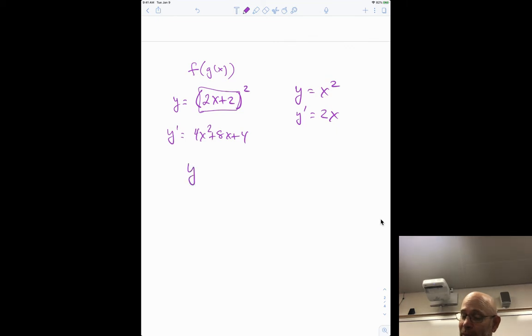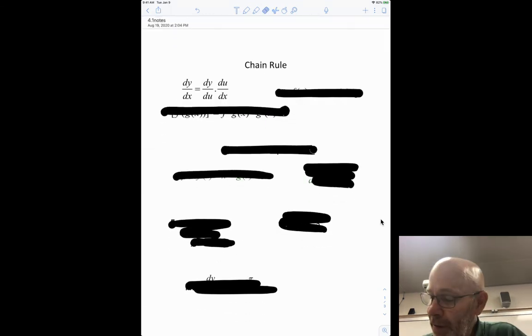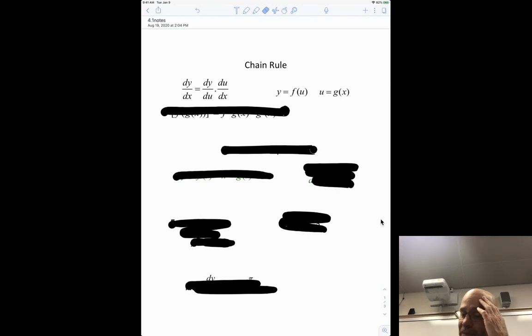Or even something as simple as this, y equals sine of 2x, right? We have a formula that tells us how to take the derivative of sine x, for instance. The derivative of sine x is cosine x, but it doesn't tell us what to do if it's the derivative of sine 2x, right? So this section gives us a way to deal with a function inside of a function.